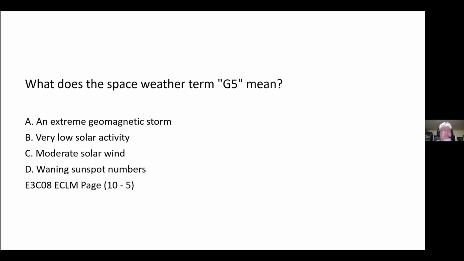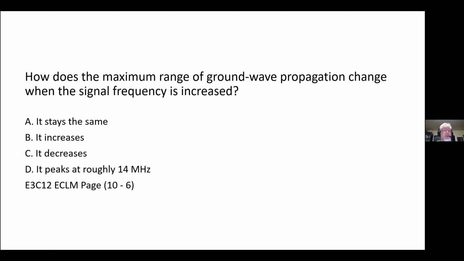What does the space weather term G5 mean? A, an extreme geomagnetic storm. B, very low solar activity. C, moderate solar wind. Or D, waning sunspot numbers. Alpha. G5 means Alpha, an extreme geomagnetic storm.